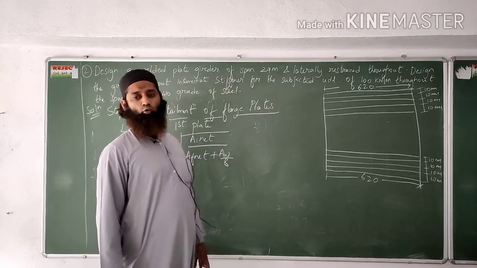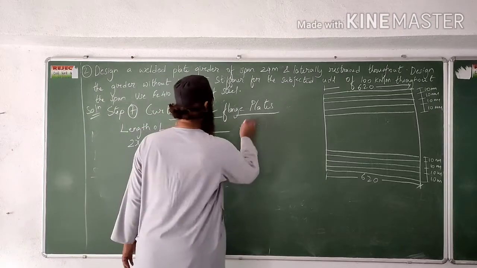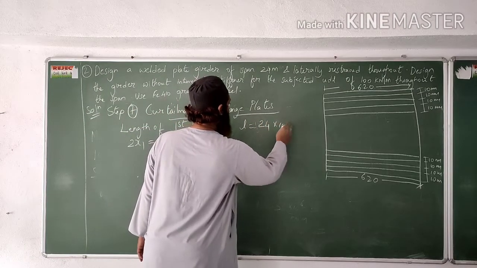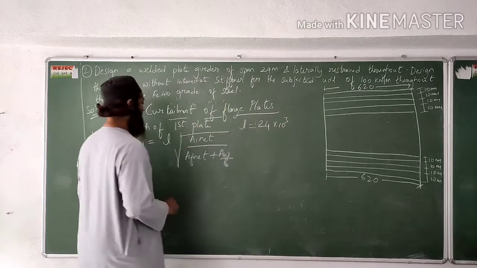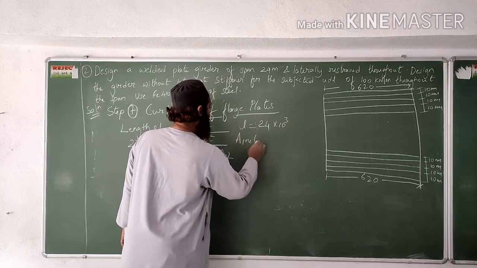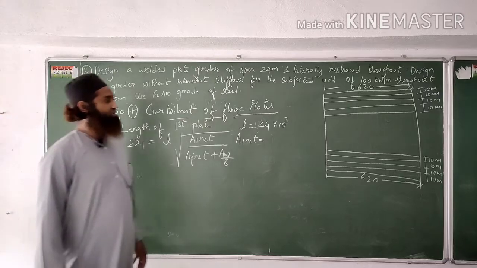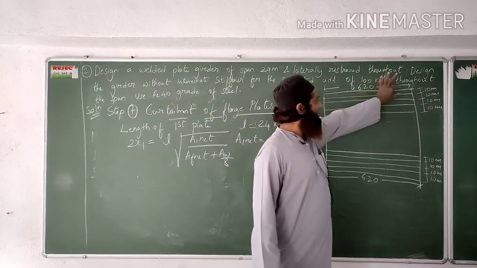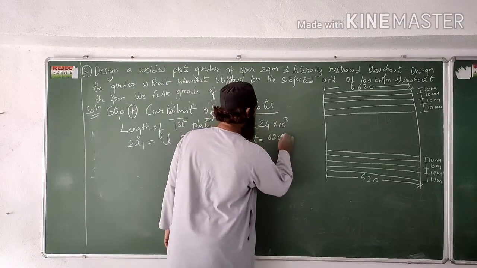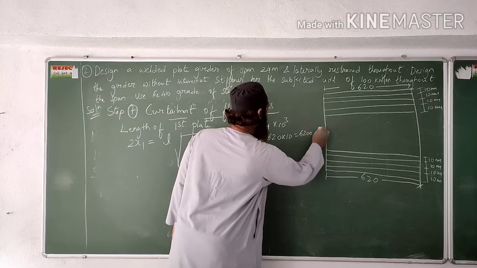Let us see 2x1. As I had told you, L is the span length. L is equal to 24, this is in meter. Let us take it into mm. A1 net. Now what is A1 net? A1 net is the size of the first plate. The size of the first plate is 620, the breadth of the flange, and thickness is 10. That is how the size of the first plate will be. 620 into 10, that is 6200 mm square.